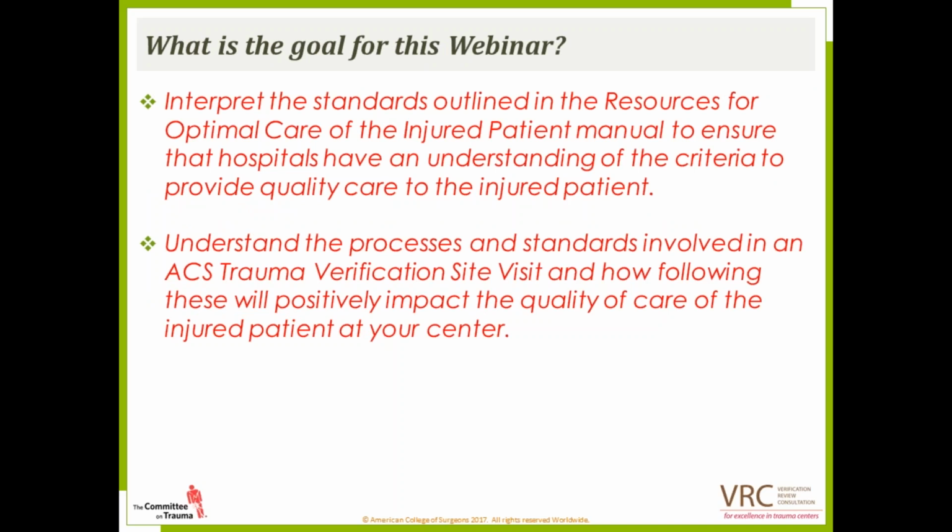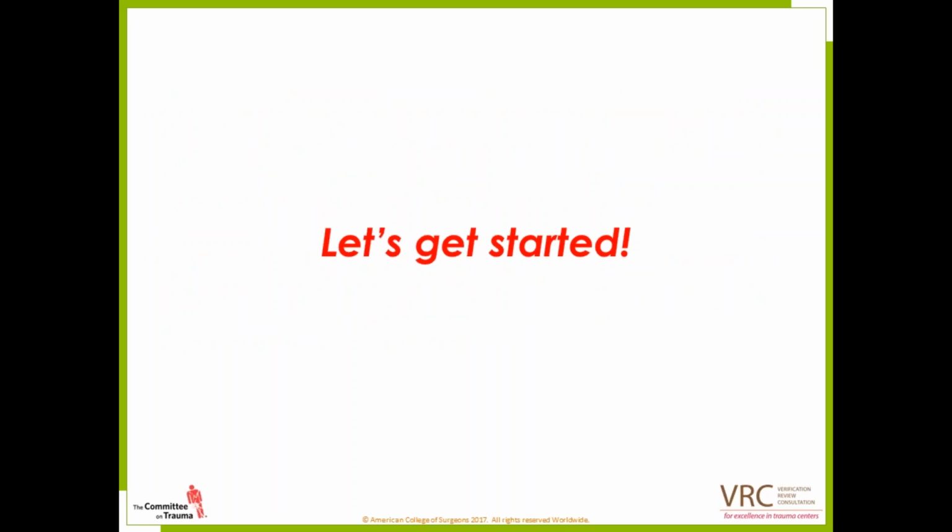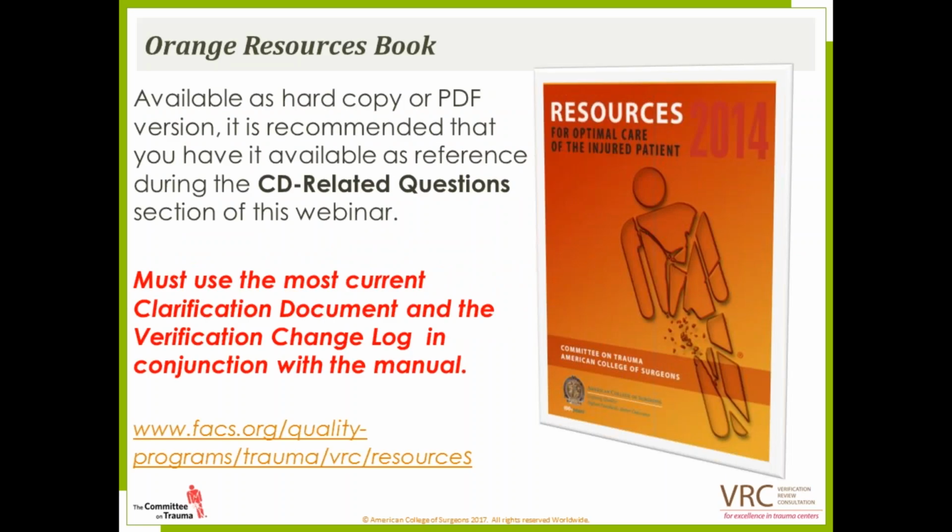The goal for today's webinar is to interpret the standards outlined in the Resources for Optimal Care of the Injured Patient manual to ensure that hospitals have an understanding of the criteria to provide quality care to the injured patient. Understand the process and standards involved in an ACS trauma verification site visit and how following these will positively impact the quality of care of the injured patient at your facility. So with that said, we're going to go ahead and get started.